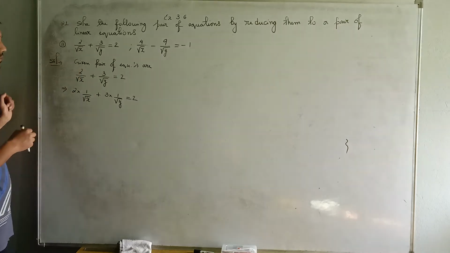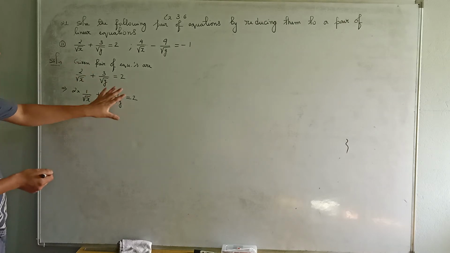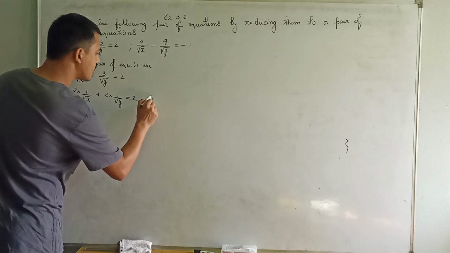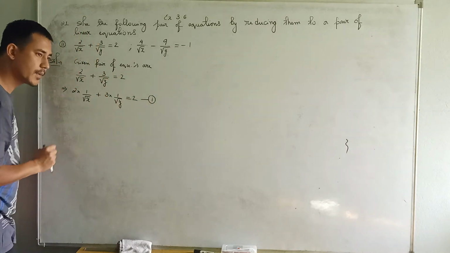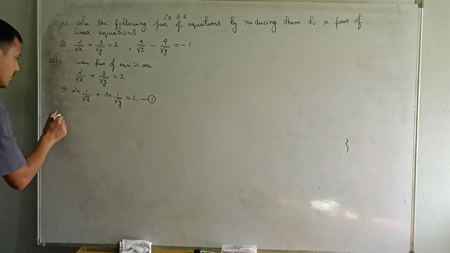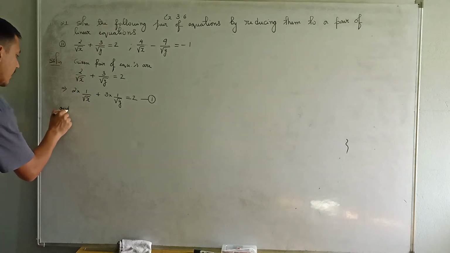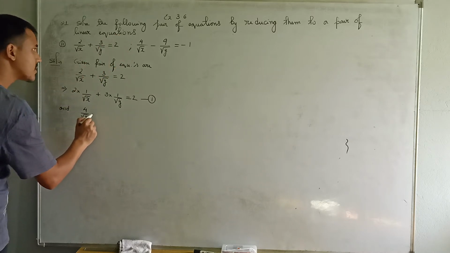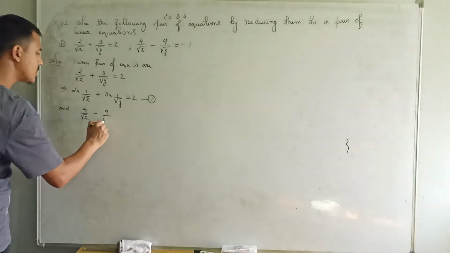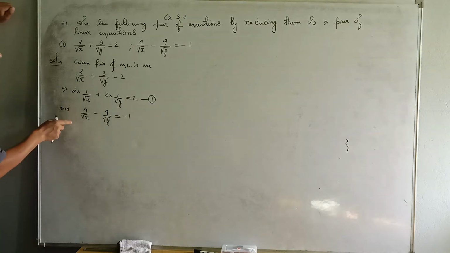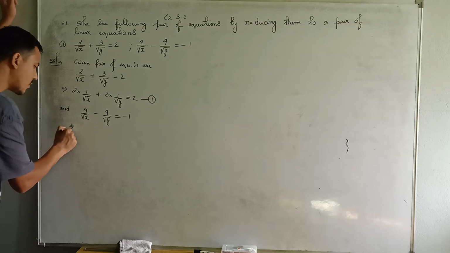So after this arrangement, since this is your first equation, make it equation 1. And the second equation is 4 upon square root of x minus 9 upon square root of y is equal to minus 1. Here also the same thing: you try to separate the variable from its coefficient. So 4 upon square root of x, how do we write?